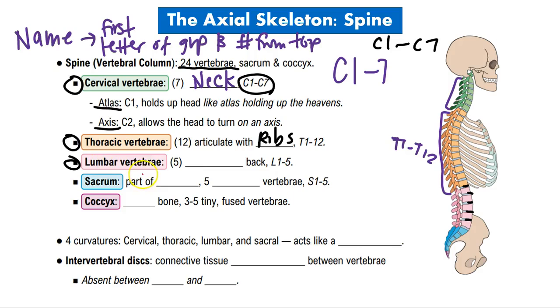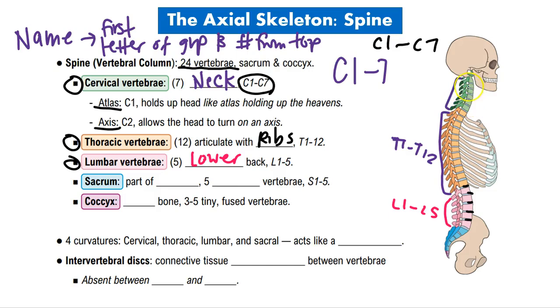Then we have the lumbar vertebrae, and this is going to be your lower back. There's going to be 5 of these. So again, L1 to L5. Now, some wonderful characteristics about the lumbar vertebrae, those 5 different lumbar vertebrae, is that they're very, very big. They're the thickest of the vertebrae because they have to bear so much weight.